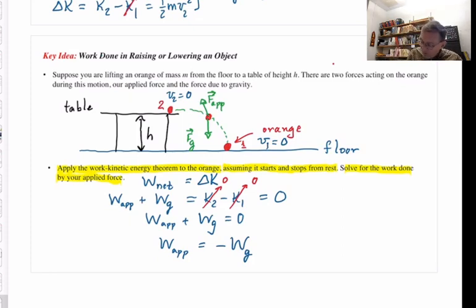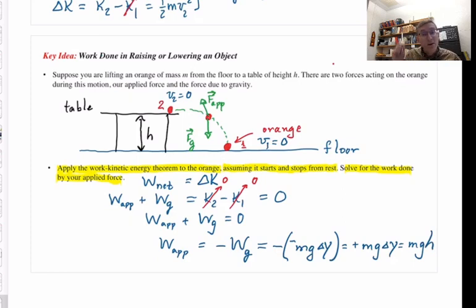Now, we have a formula for W grav. Let's use it. So that's negative, and here's the formula for W grav. Negative mg delta y. Don't do this too fast. Got two negatives multiplied together. So that's positive mg delta y, and delta y is positive h, so it's just simply mgh, positive. And that's how much work I must do with my applied force. Take the mass of the orange times g times that h, the height of the table.